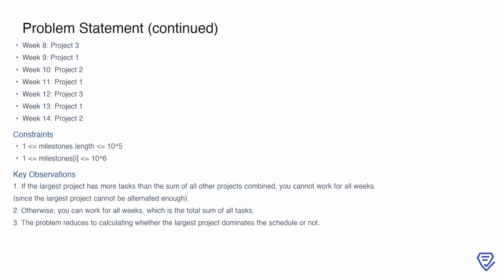Here's a breakdown of how the weeks are distributed in the third example. You alternate between the largest project and the smaller projects until all tasks are completed. By week 14, all tasks in all 3 projects are finished.